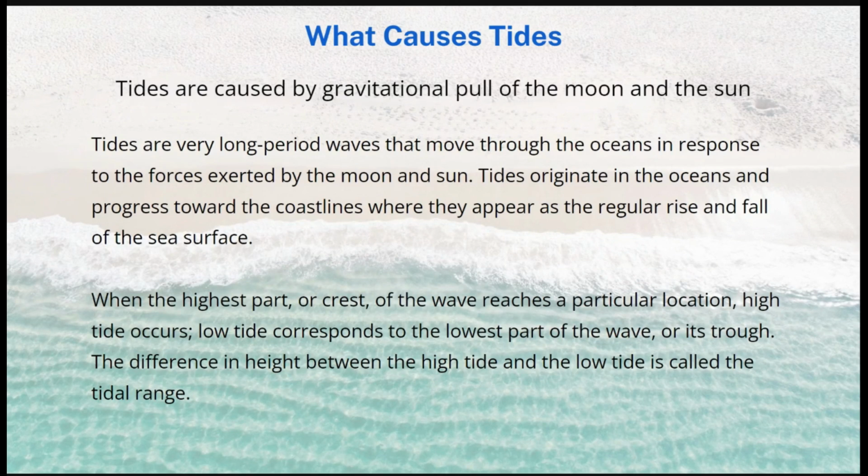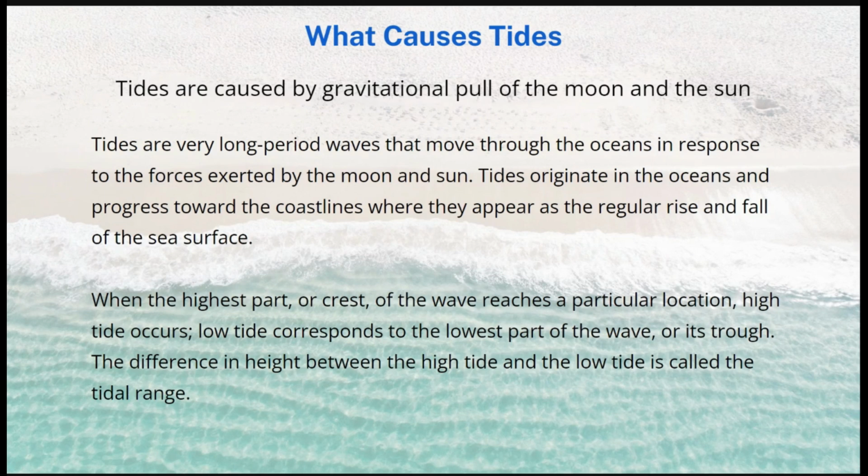and then lower tides at those halfway points between them. Tides are very long period waves that move through the ocean in response to the forces exerted by the moon and sun. So they're basically big waves that are shifting back and forth through the entire ocean, which creates tides.